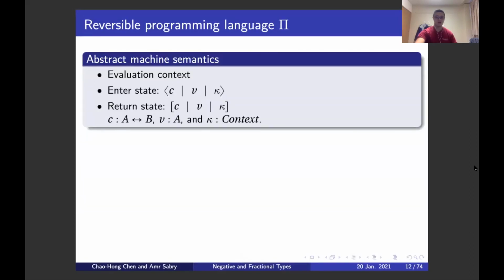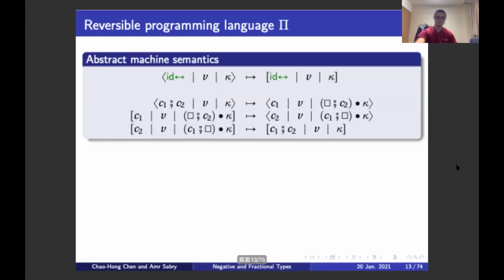For the operational semantics of Pi, we will use evaluation context. So there are two types of state, enter state and return state. And every state has a combinator, a value, and a context. So these are the rules for ID. ID does nothing and returns the value immediately. And for composition, we first evaluate C1, and then when it is done, we evaluate C2. And then when C2 is done, we return the value as the result of C1 compose C2.